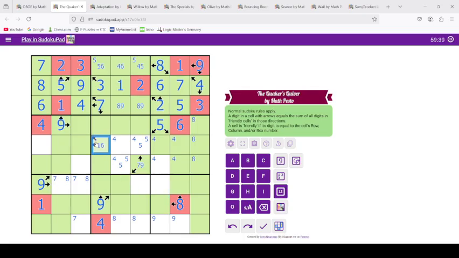Why can't this be a 1? Why can't it be a 6? Can this be friendly? If it were a 7, yeah. Where does the 6 go in this row? Either there or there. One of those is a 3, one of those is a 9.